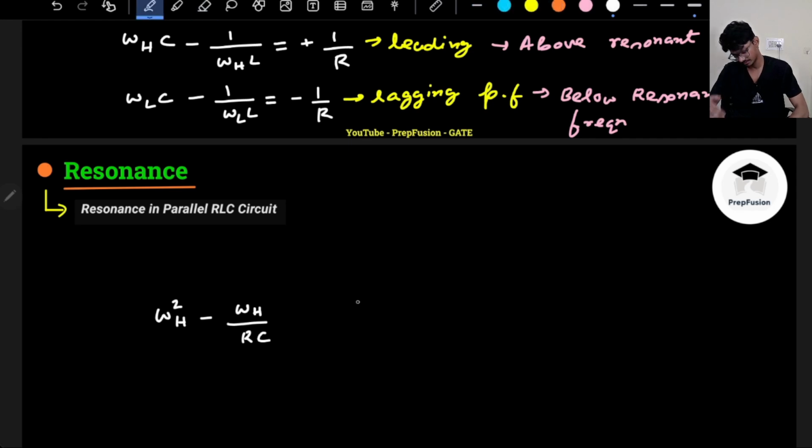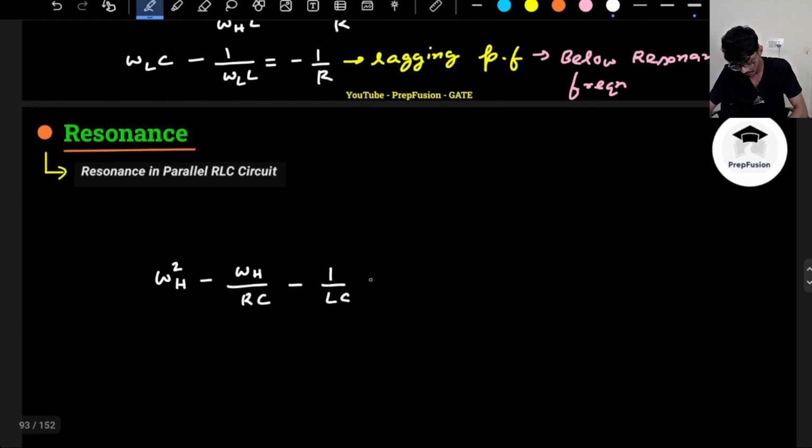And this will be negative, right? This will come here, this will also be negative, so this will be minus. I am multiplying by omega h, yes, minus 1 by LC, yes, C will get divided, okay, equal to 0.